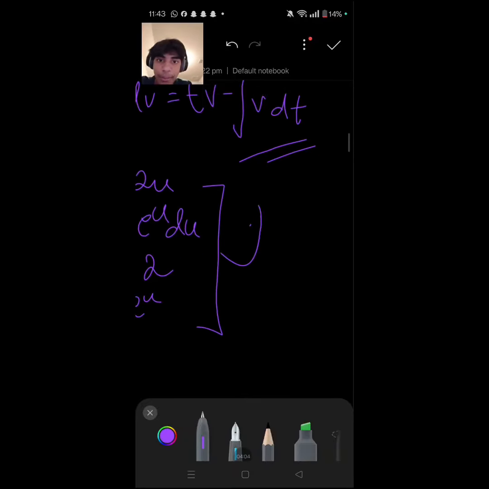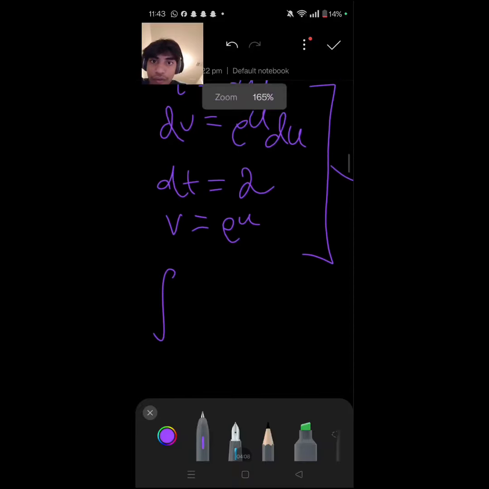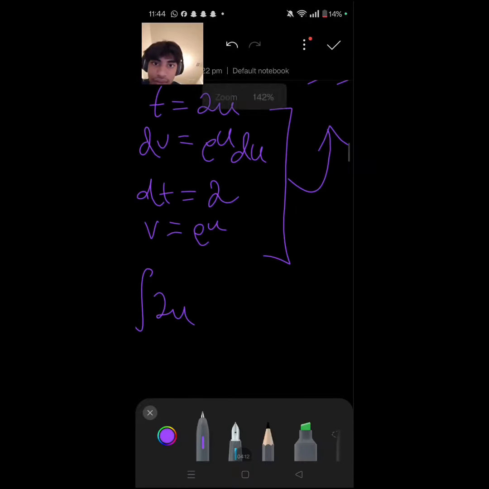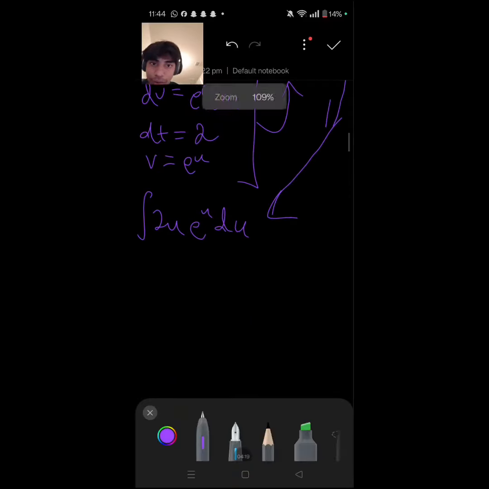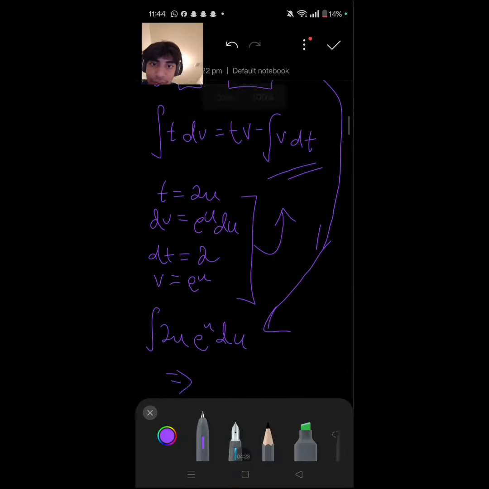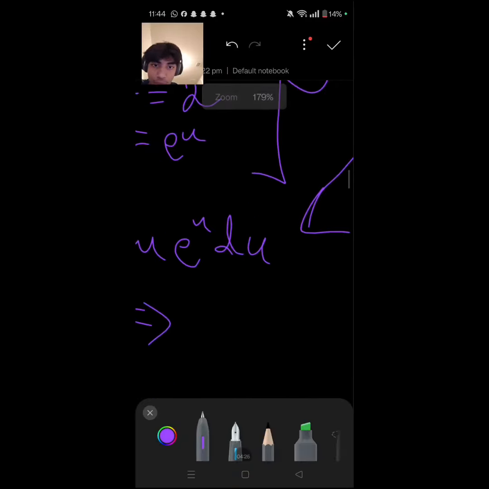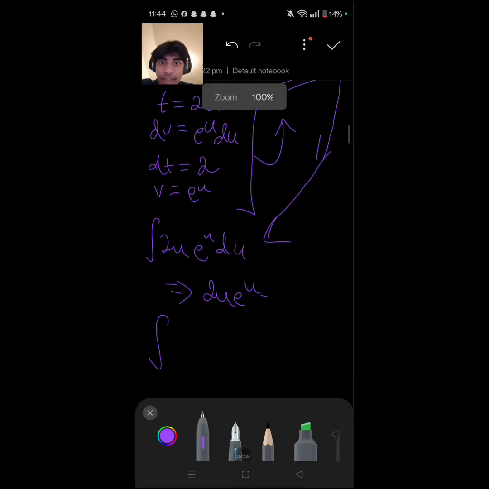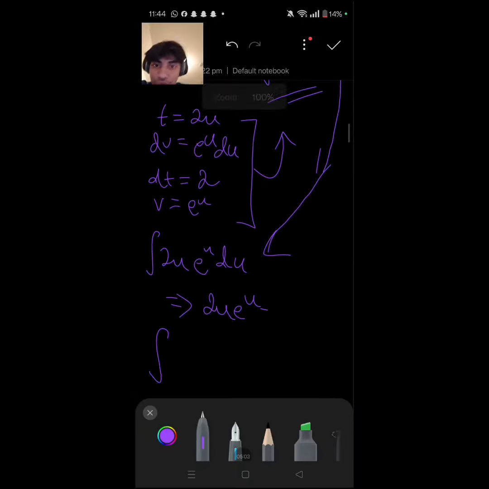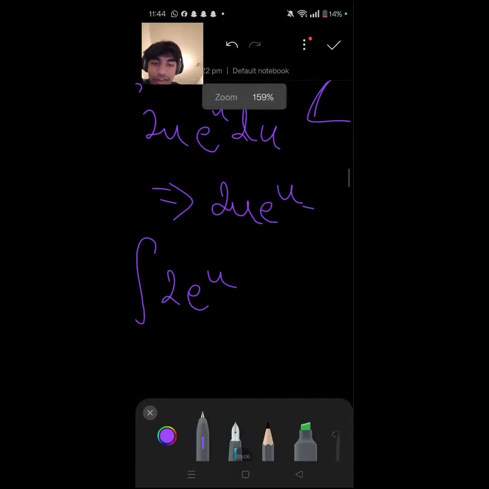So now all you need to do is sub this in this. The integral of t dv, t over here is just 2u, and then dv is just e raised to u du. Now this is exactly what we need to integrate, right? So now this thing is equal to the product of t and v, that is 2u times e raised to u, minus the integral of v dt. So over here we have v as e raised to u, and then dt as 2. So it's just twice of e raised to u, and obviously this will just be with respect to u.